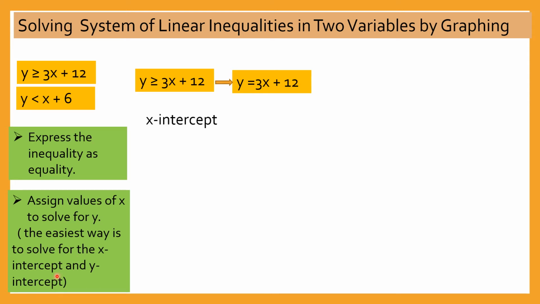So let's do that. So x-intercept, if we are going to solve for that, we need to let y equal to 0. So now, we're going to substitute the value of y. So this is now the equation that we are going to use. So 0 is equal to 3x plus 12. And then, we're going to solve for x by isolating this x. So we are going to add negative 12 on both sides of the equation.